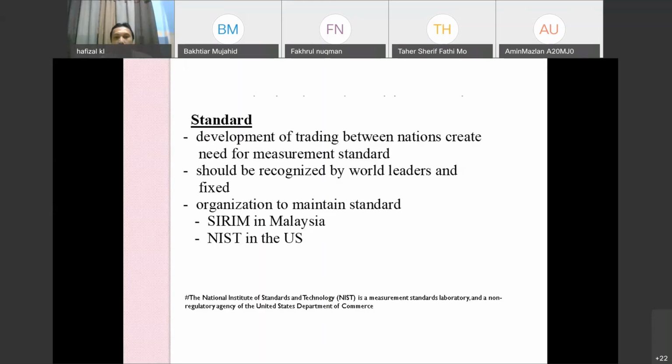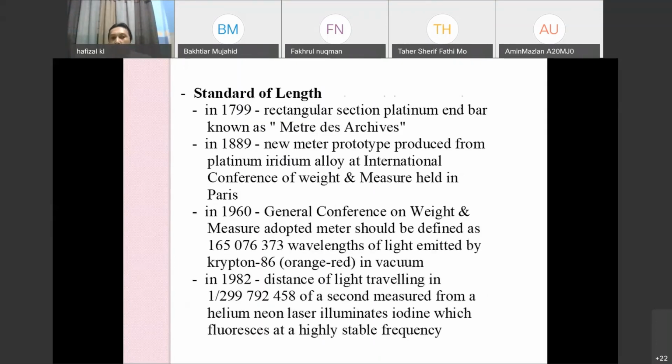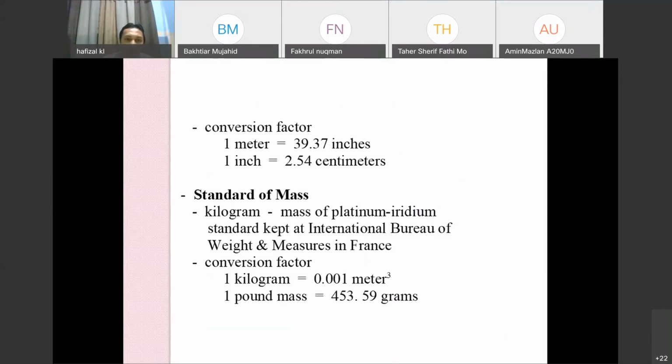And in the US they use NIST. It is a standard body that looks at the safety and the measurement from the instrument. And then we go for the standard of length. I don't want to talk much about this one, so maybe you can read about the standard of length from the history. What they use, basically, as the benchmark of length. Please read.